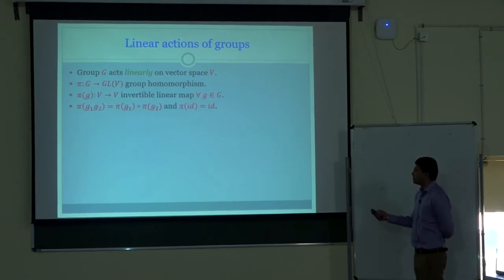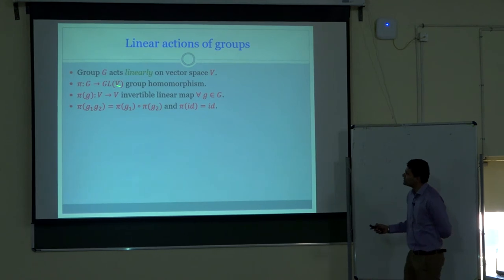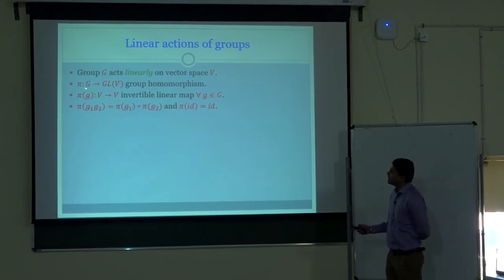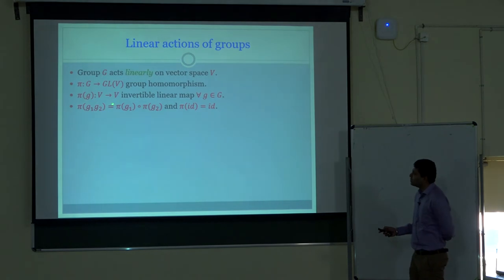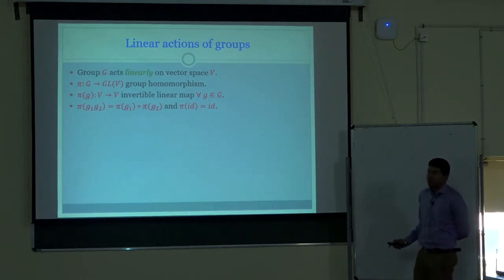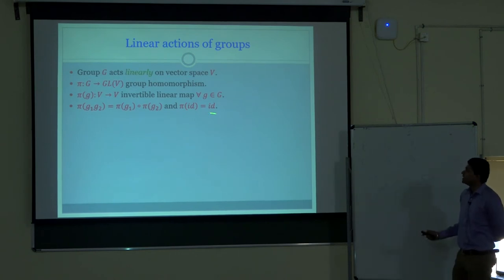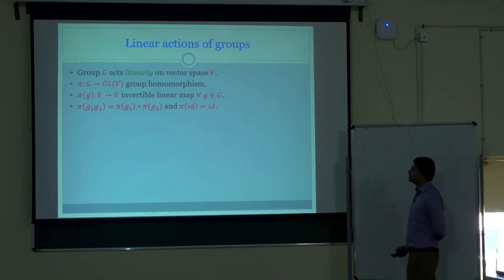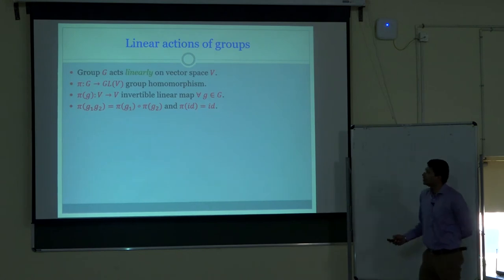So what this means is that we have a map from the group to the space of linear transformations on this vector space V. Each pi of g is a map from V to V. It's an invertible linear map, and it preserves the group product property of the group. So pi of g1 g2 is pi of g1 composed with pi of g2, and the identity is mapped to the identity. It's some action of a group on a vector space, for example, matrix vector multiplication.